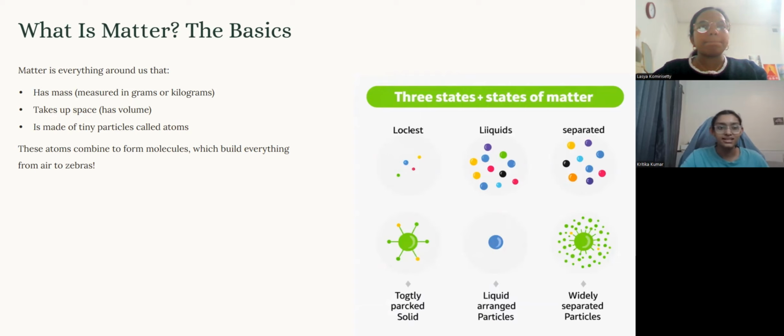So, like Lasya said, matter is everything around us. So, everything around us that has mass, which is measured in grams or kilograms, is matter. And everything around us that takes up space, that means it has volume, is also matter. And then matter is made of tiny particles called atoms. These atoms combine to form molecules, which build everything from air to zebras.